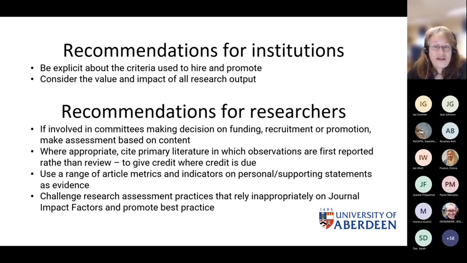Specifically for institutions and researchers, there are recommendations that they have made. So for institutions, be explicit about the criteria used to reach hiring, tenure, and promotion decisions, clearly highlighting, especially for early stage investigators, that the content of a paper is much more important than the publication metrics or the identity of the journal in which it's published. For the purposes of research assessment, consider the value and the impact of all research outputs, including data sets and software, in addition to research publications, and consider a broad range of impact measures and influence that it may have in policy and practice. For researchers, when involved in committees making decisions about funding, hiring, tenure, and promotion, make assessment based on the content rather than the publication metrics.